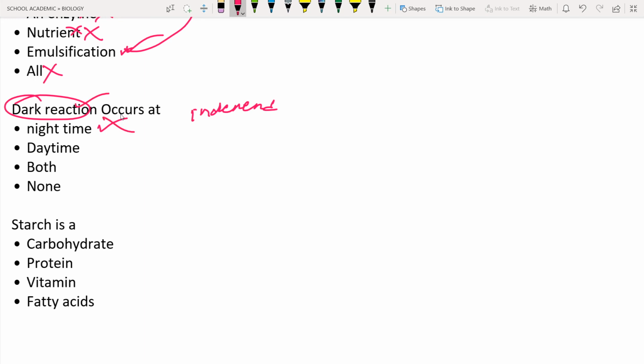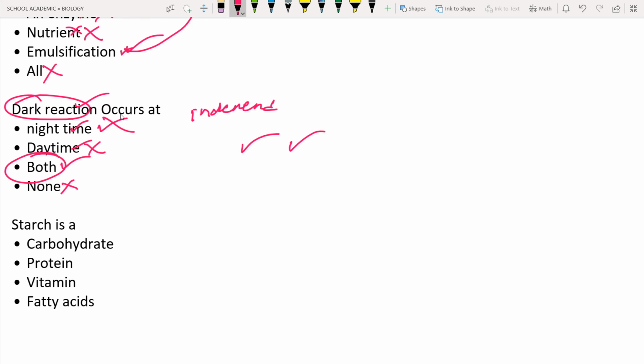So night time is not the correct option. Daytime is also not a correct option, because dark reactions may occur at night time and also daytime. The next option is both, night time and daytime. Yes, it is correct, because dark reactions occur at night time and also daytime. So the fourth option is wrong, because if the third option is correct, the fourth cannot be. Remember, once again, dark reaction occurs at night time, daytime, every time. It is independent of light, and it occurs all the time whenever there is need.